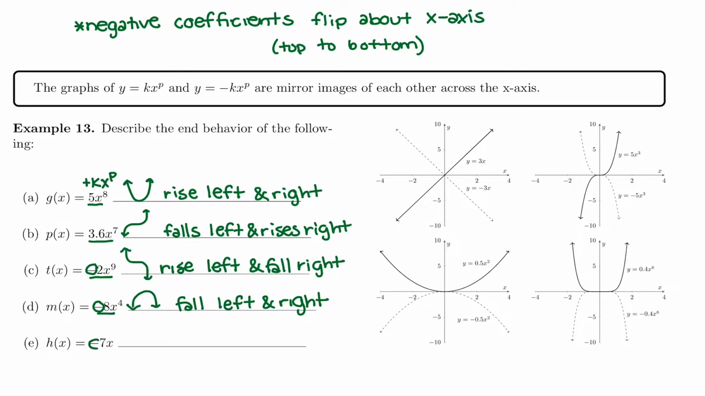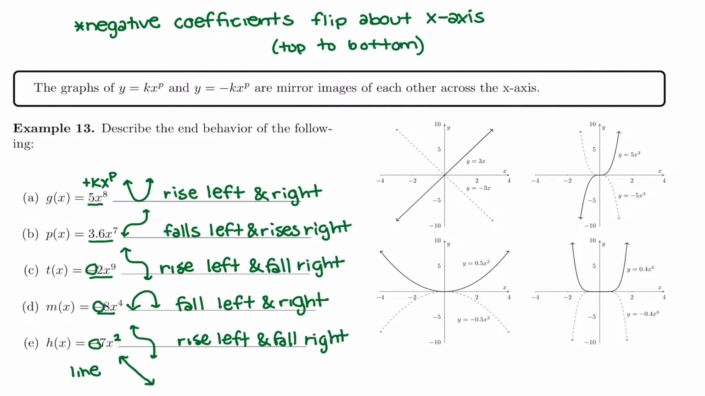And then we have negative 7x to, this is really the first power, so it's an odd power. They're going to end opposite, but our regular way is down, up. This one is going to be flipped. It's going to be up, down, which is really going to be a line with a slope of negative 7. So it would look more like this. Since it's a line, it's x to the 1st. It would be rise left and fall right.